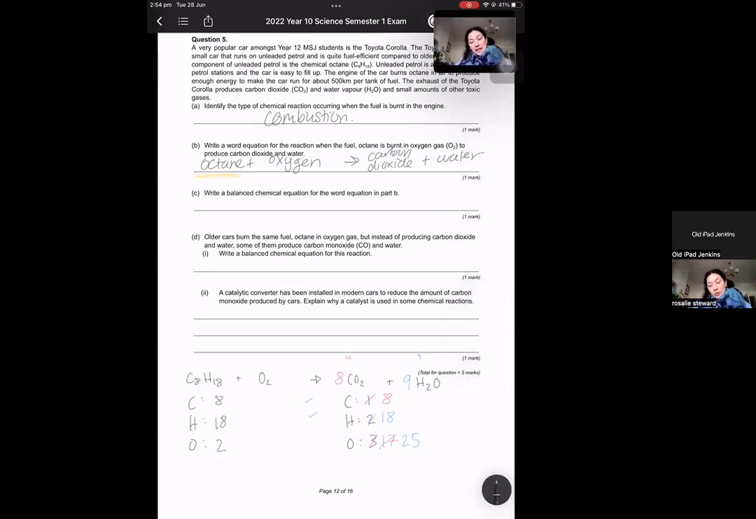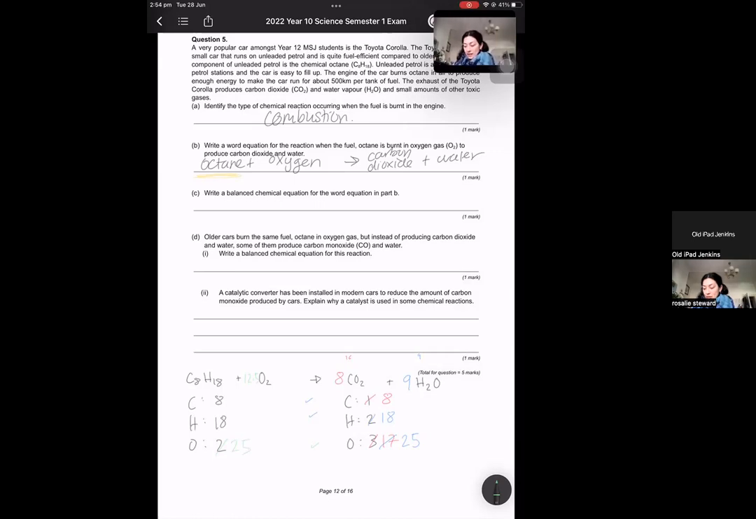Here, what I'm going to do is a sneaky sort of mid-step. What do I multiply O2 by to get it from 2 to 25? Well, that number is actually 12.5. 12.5 times 2 is 25. Okay, so this is technically correct.